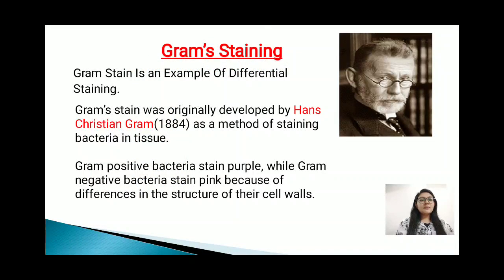Gram stain is an example of differential staining. Gram stain was originally developed by Hans Christian Gram in 1884 as a method of staining bacteria in the tissue. Gram positive bacteria stain purple while gram negative bacteria stain pink because of difference in the structure of their cell wall.